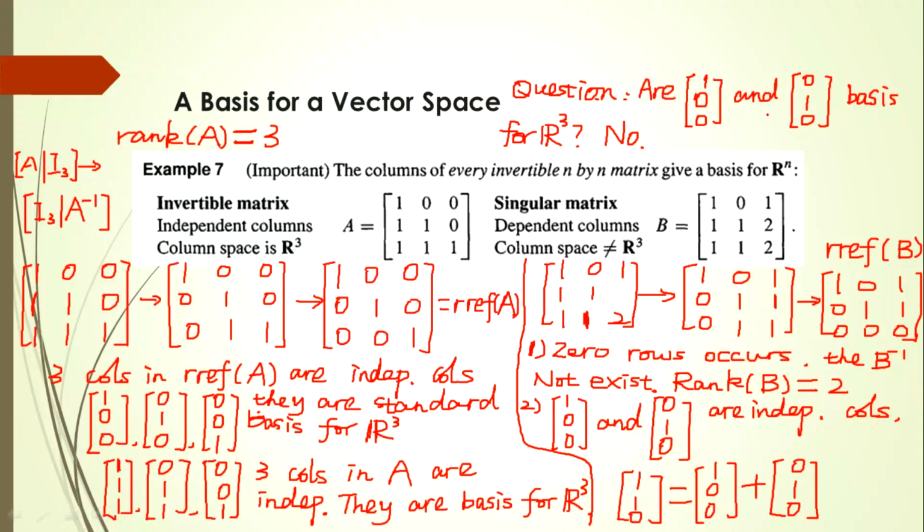This is the statement again. Two vectors cannot span R3. Two independent vectors cannot span R3, so they are not called bases. Are you clear? And since the first two columns in the RRE form are independent, it's the same for the matrix B.